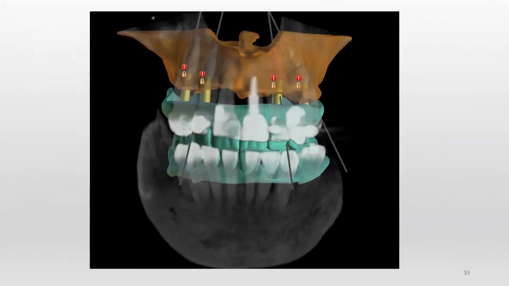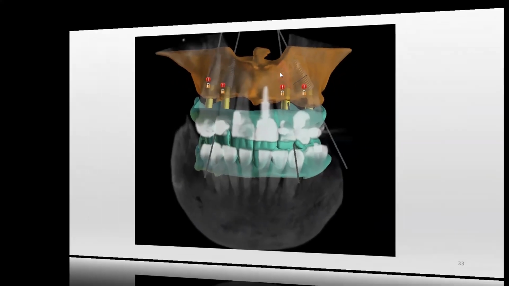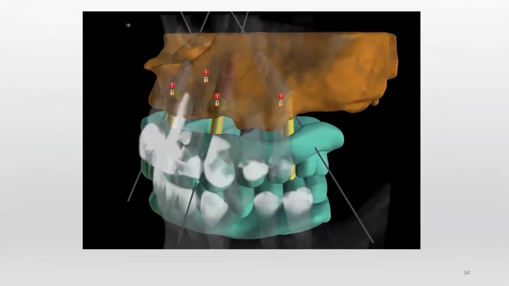So this is another view where we can see the implants here from the transparent bone. Now here the teeth are extracted, all the teeth are removed, and this is the soft tissue space that is there.